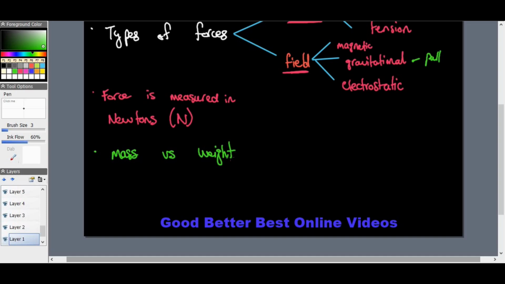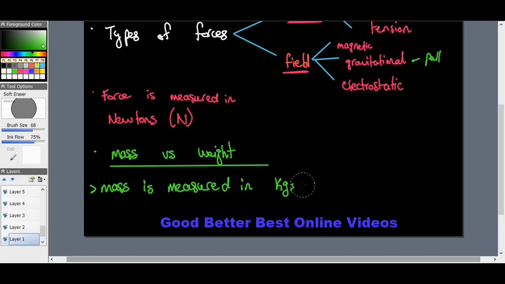Okay, let's explain the obvious differences. So one, mass is measured in kilograms. It is measured in kilograms, kgs, or just kg. Let's take the s away. Okay, kilograms. How many kilograms do you weigh?